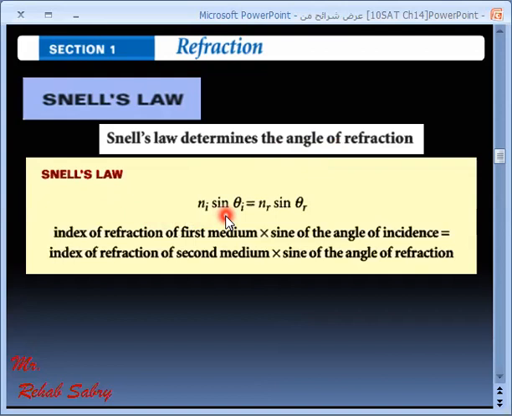this is the boundary. This is the first medium. This is the incident ray. This is the refracted ray. This is the normal.